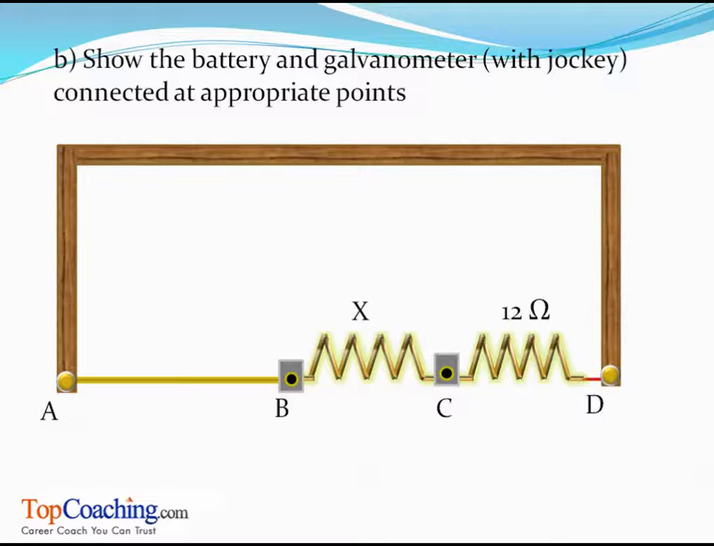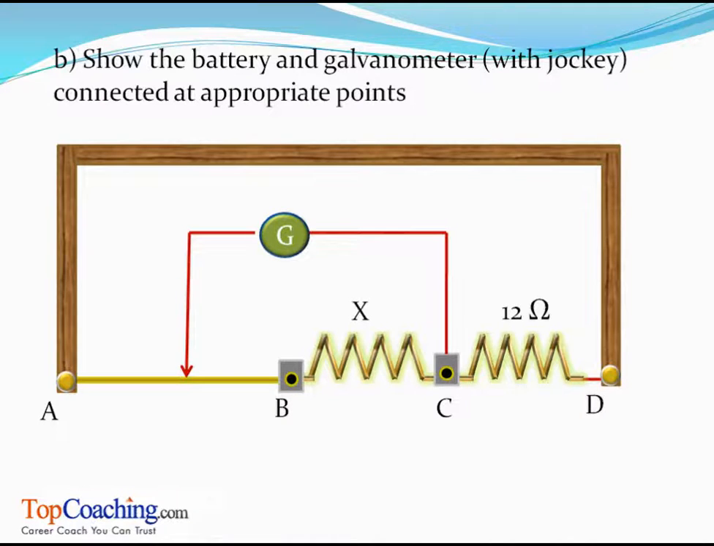So where do you think we will have to put the galvanometer and jockey? We'll put the galvanometer and jockey right here. Now where do we put the battery? Clearly, the battery must be connected between B and D. That's because in this case, as I said earlier, terminal A has simply replaced terminal D.